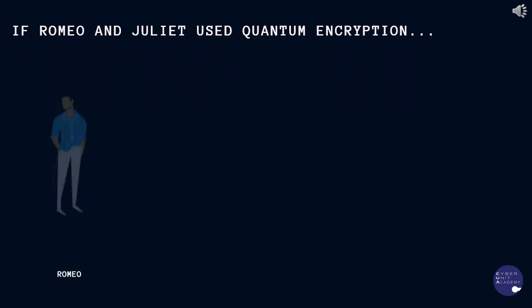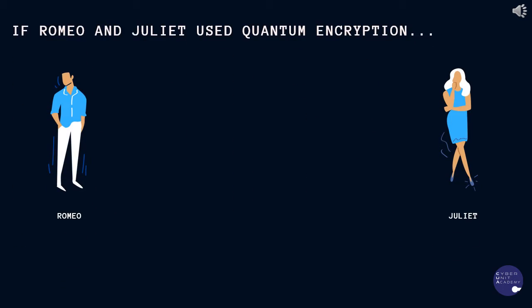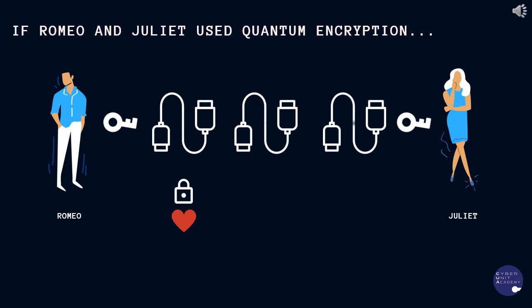Imagine two people, Romeo and Juliet. Romeo wants to send a secret love message to Juliet using quantum cryptography so their conflicted families will not find out about their love affair.